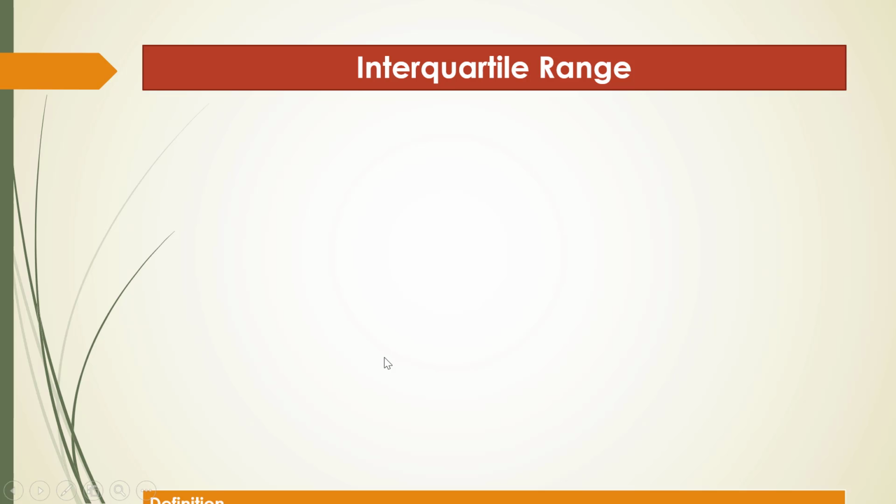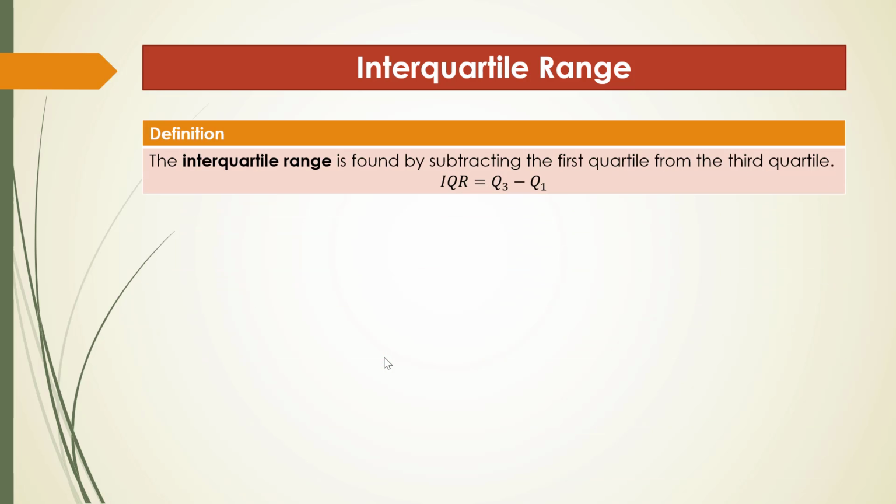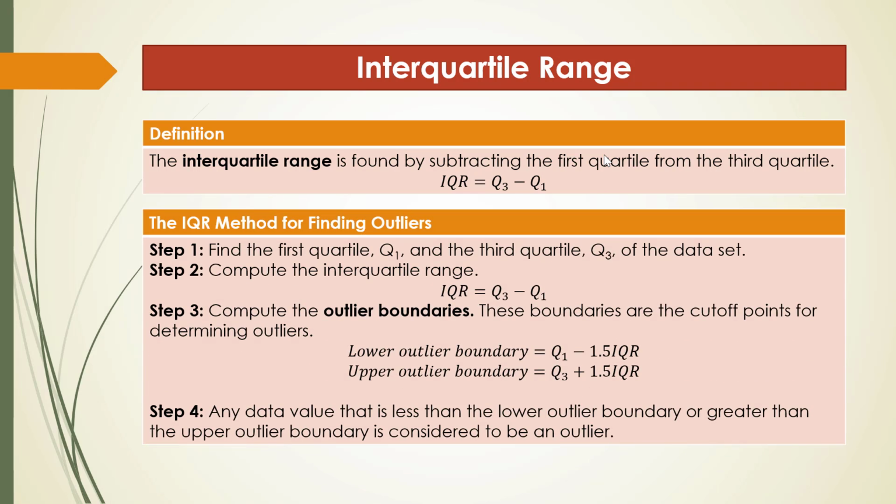Interquartile range, IQR. The interquartile range is found by subtracting the first quartile from the third quartile. IQR is Q3 minus Q1. This is very simple. Now, the IQR method for finding outliers. In the last slide, I showed you how to detect outliers, however, it was just by intuition. Here I'm going to show you a correct method to detect outliers using IQR.